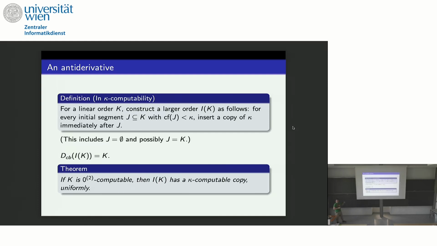This is an antiderivative. If I do this integral and then take the derivative, I get back what I started with, because I have a point x, and I look at the initial segment to its left in the original linear order. If that was small cofinality, then I inserted a kappa, and suddenly, in this bigger linear order, the cofinality is kappa. If it was big cofinality, then I didn't insert anything, but it was big cofinality. So the old points stick around when I take the derivative. And the new points are all inside here. Everybody in kappa has cofinality less than kappa. They all go away.